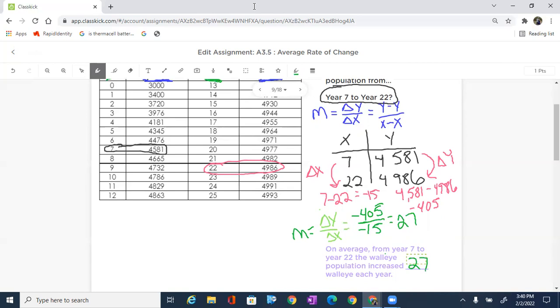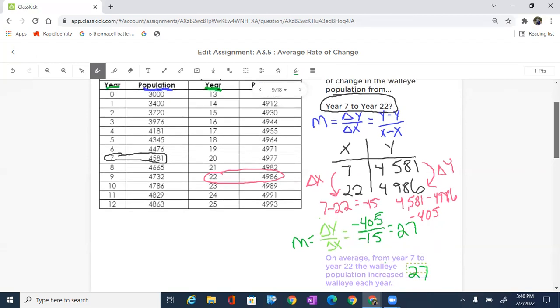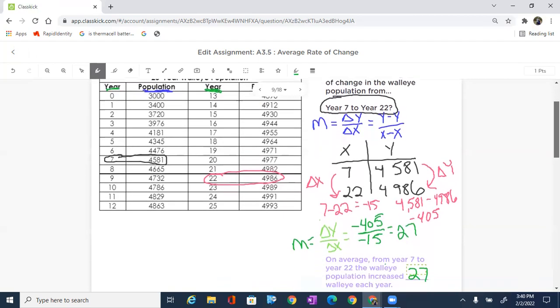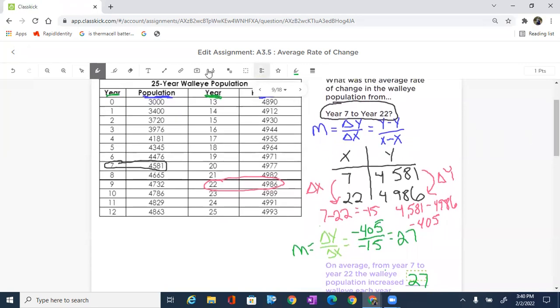And that's how we are going to calculate the average rate of change. We just put the points in the table, subtract the x's, subtract the y's, and then we do the change in y over the change in x. And in this case, the walleye population will increase by 27 each year. All right, that's how you do average rate of change.